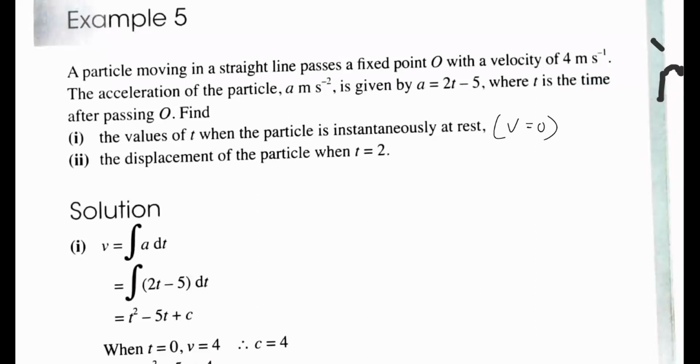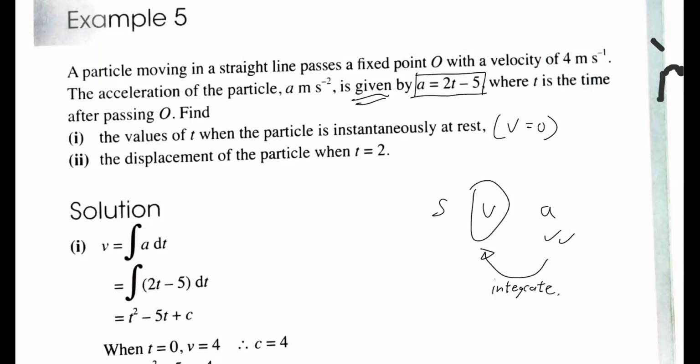So do we have v? What's given? We have acceleration, a. What do we need? We need v. So how do you go from a to v? Integrate. Okay, the answer is on the left already, but I hope you get the concept. So you integrate this, and you end up with t squared minus 5t, but don't forget the arbitrary constant plus c.